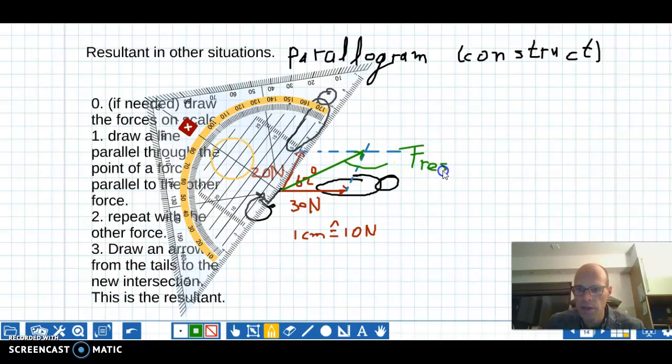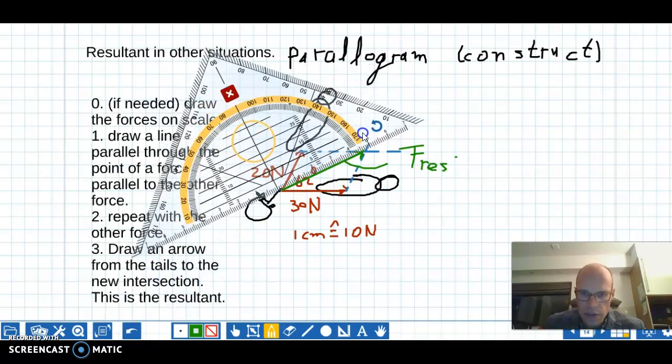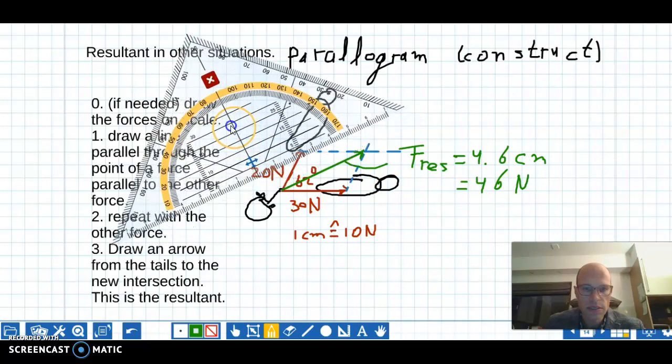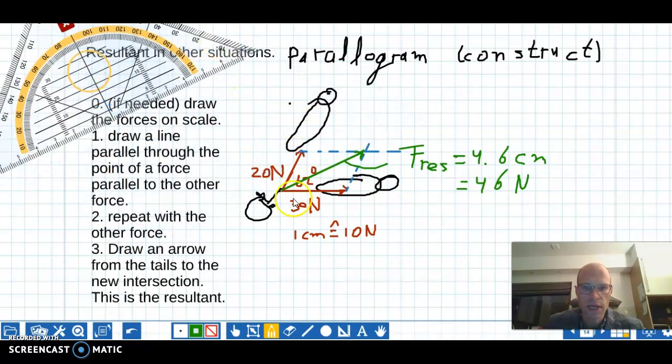And if people ask how big is this force, you simply need to measure the length. As you can see, I have a length of 4.6 centimeters. So the resultant force is 4.6 centimeters. And the scale was 1 centimeter is 10 newtons. And so it is 46 newtons. And you can see it is not added together. It is not 20 plus 30.